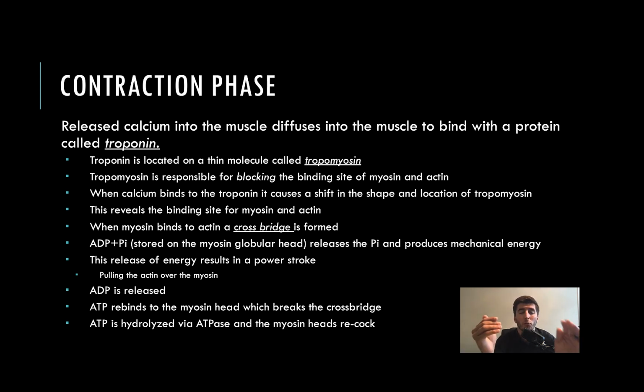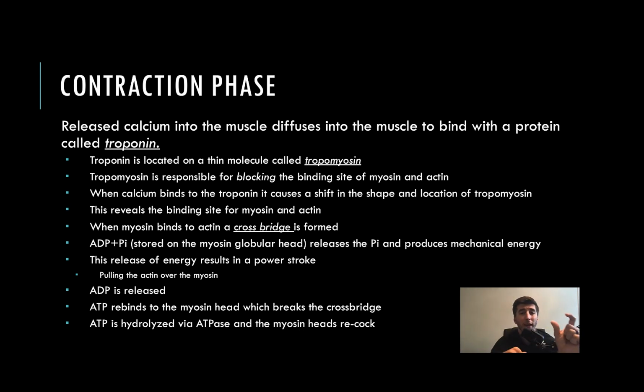So the calcium that's released from the sarcoplasmic reticulum is actually going to get into the muscle cells specifically, and it's going to bind with a protein called troponin. Remember, troponin is located on actin and is actually on tropomyosin. So when you bind calcium to troponin, you actually shift the tropomyosin shape, right? So tropomyosin would normally be blocking the ability of myosin to grab actin.